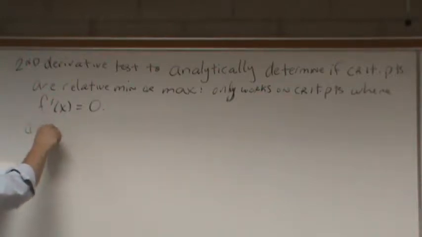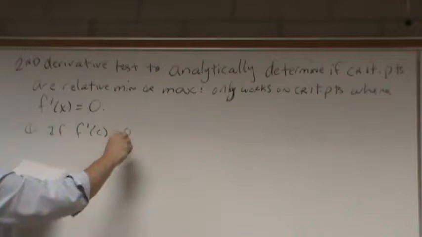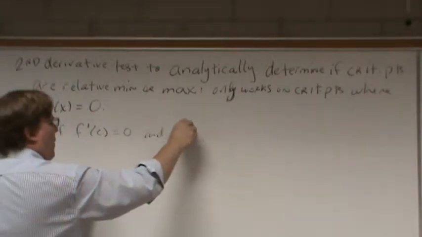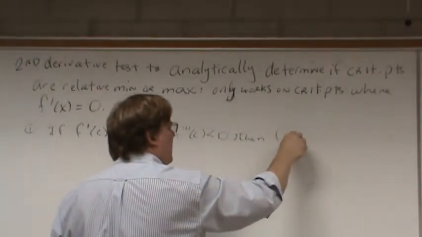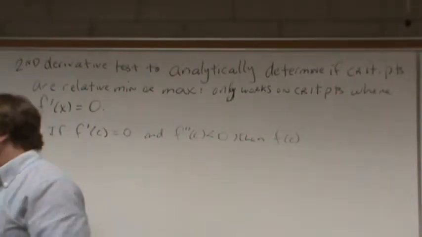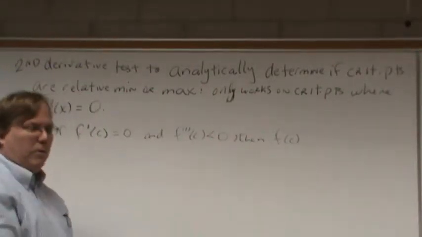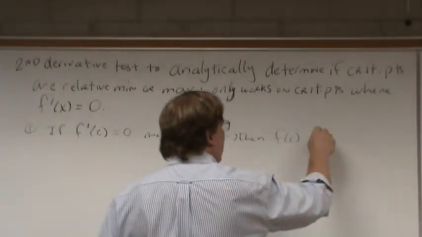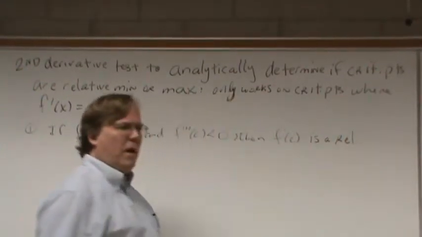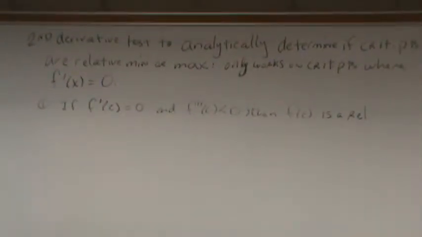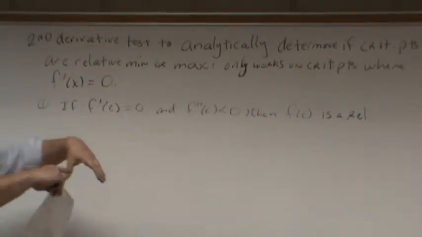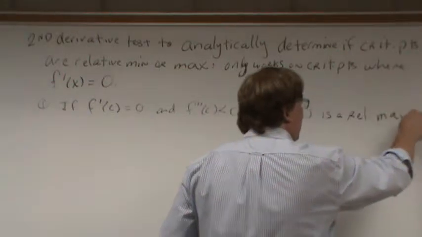Here comes the second derivative test. If f prime of c equals 0 and f double prime of c is less than 0, then f of c is a relative... You guys tell me, what would f of c be, a relative min or a relative max? Max. Concave down. If you need to use your hand during a test, I'll allow that. Relative max, concave down, relative max.